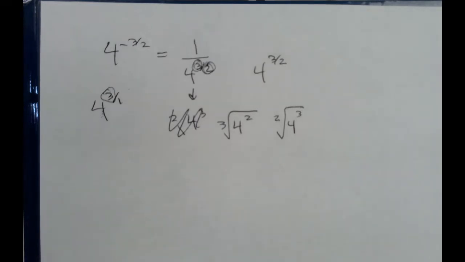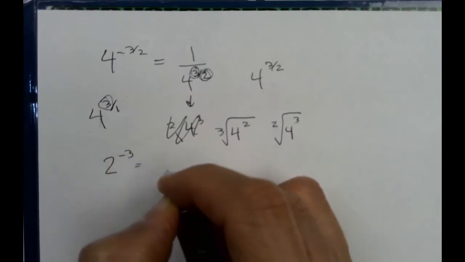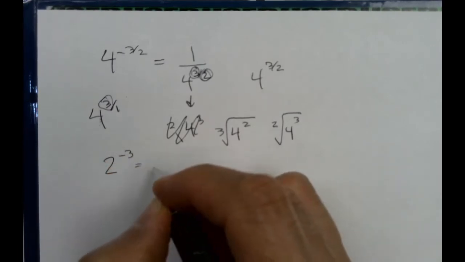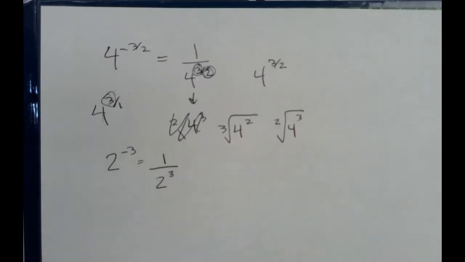Let's see. So that was one thing that happened. And then basically, just remembering that a negative power you can rewrite as a positive power with that base in the denominator. A lot of you guys did good transformations and then made a couple of other errors.